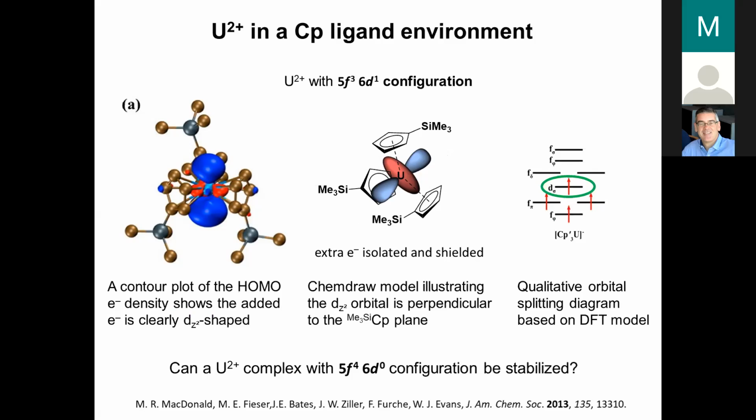Even when they wanted to react it with multiple substrates, it really didn't want to react. So this is a really stable complex. And what the DFT model also revealed is, of course, a qualitative orbital splitting diagram, where you can see that the 6dz-squared is right in between all the other f states and the lowest lying orbital that can be populated with an additional electron.